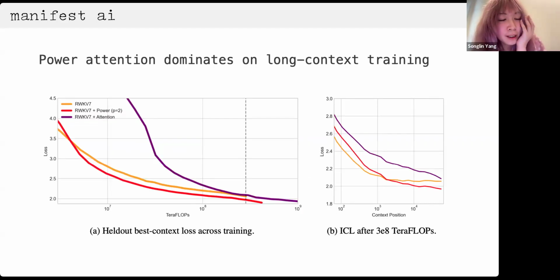I have a question. What do you mean by Raku 7 plus power attention? Did you use some sort of hybrid model?